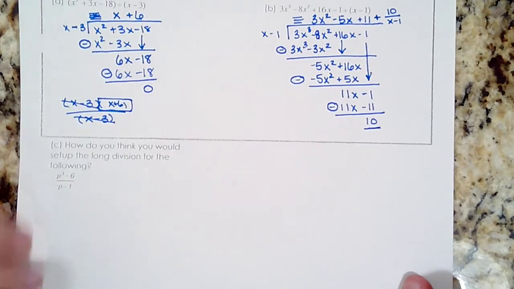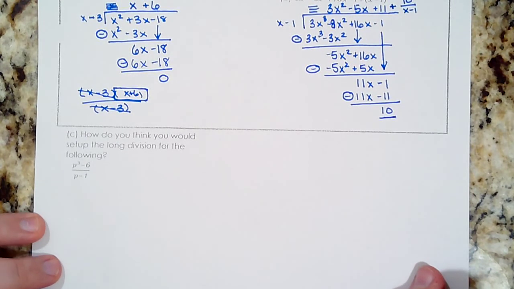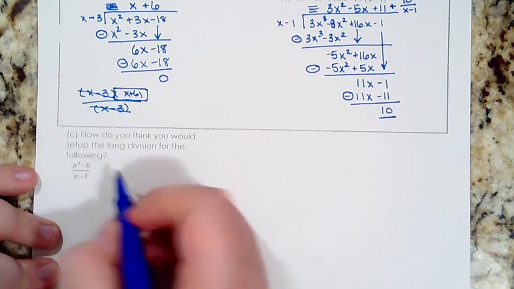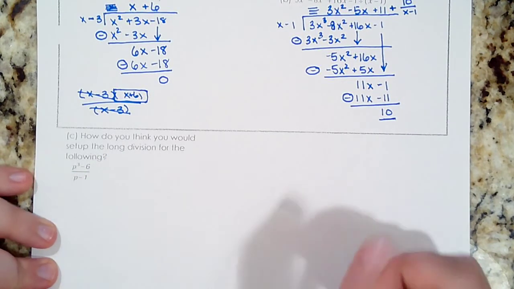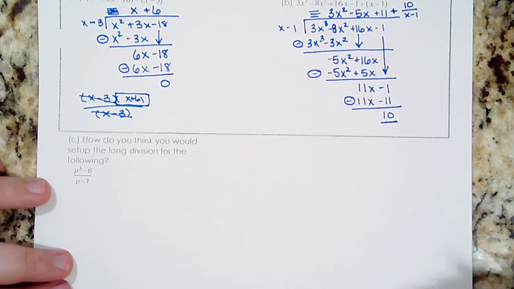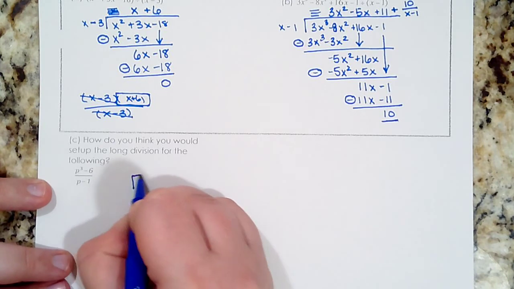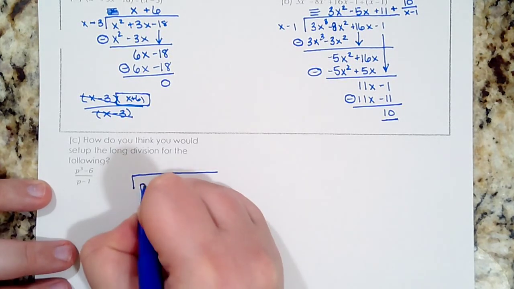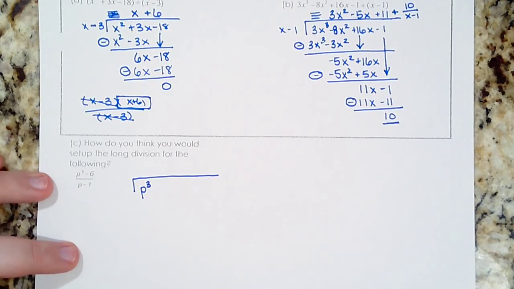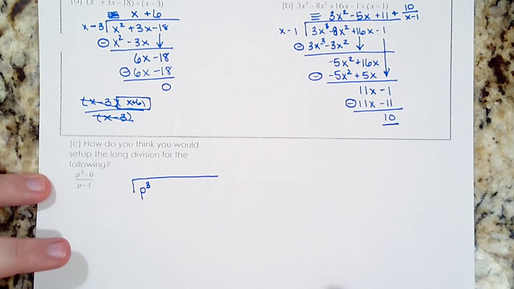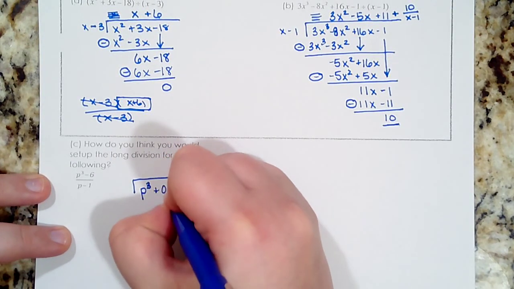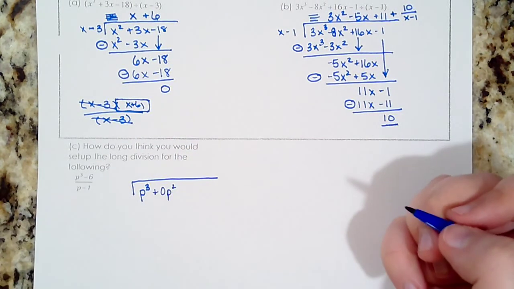All right, last one on this page, we have a little different scenario. It says, how do you think you would set up the long division problem for the following? Well, you might think that you're just going to set it up with the p cubed minus 6 in the box. However, because of how long division works, we can't skip the middle terms. Algebraically, we must include the p squared, the p1 before the constant. Now, how are we going to do this without changing the problem? Well, I'm going to do this by adding plus 0p squared.